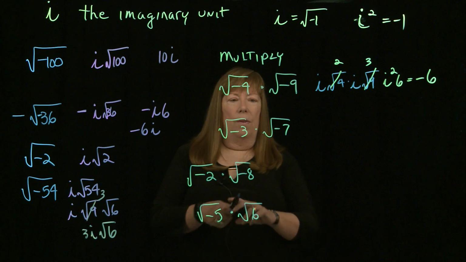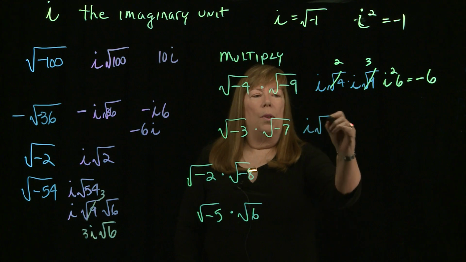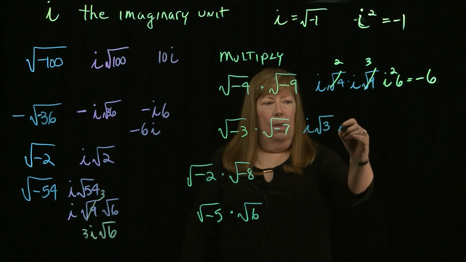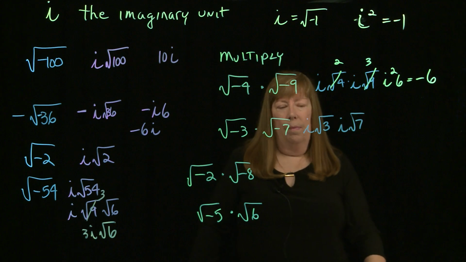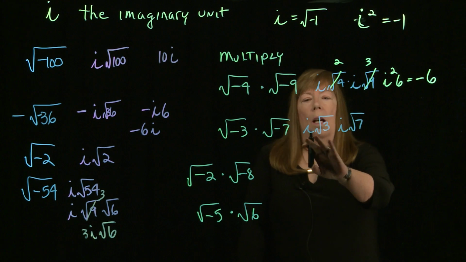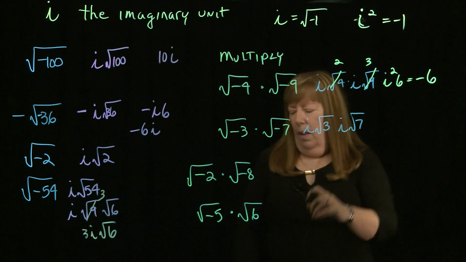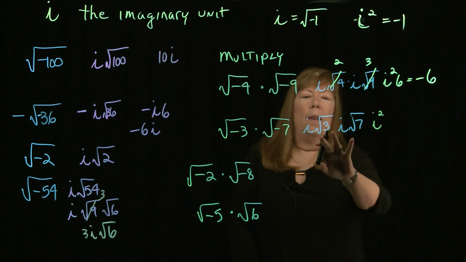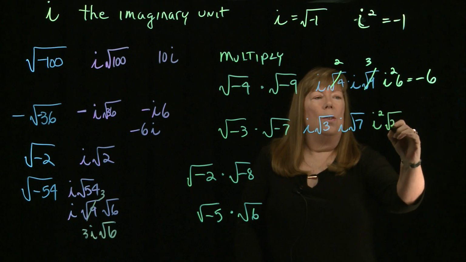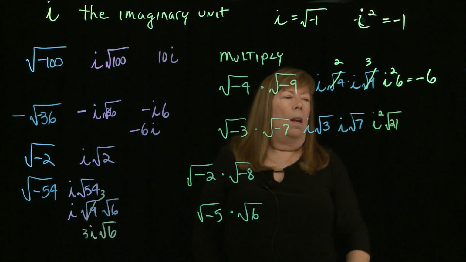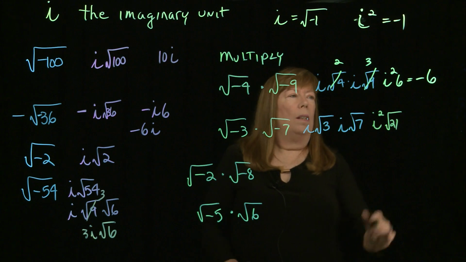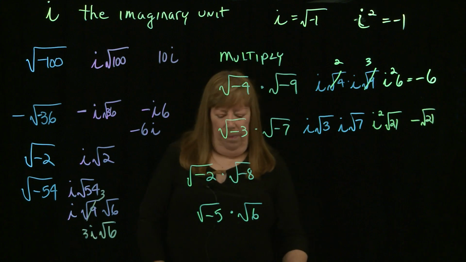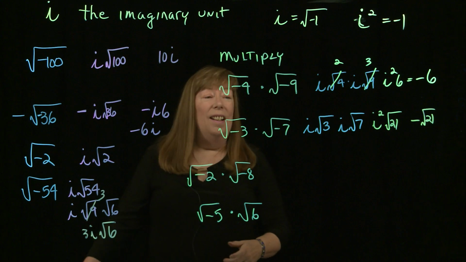The square root of -3 times the square root of -7 is i times the square root of 3 times i times the square root of 7. Okay. Let's multiply. i times i is i squared. And the square root of 3 times the square root of 7 is the square root of 21. All right, remember, i squared is just -1. So we have negative the square root of 21. Excellent. Let's try another one.